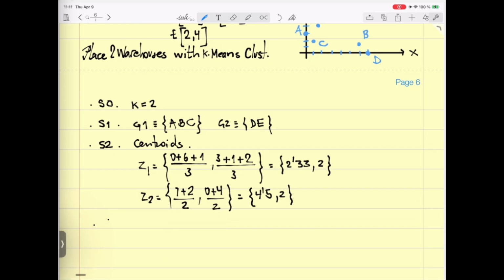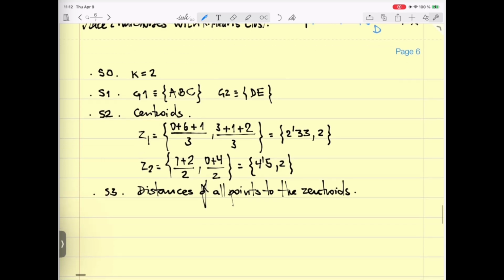Step number 3 is going to be calculate the distances of all points to the centroids. Okay, so the distance of A to the centroid 1 is going to be the square root of the x coordinates plus the square root of the y coordinates.